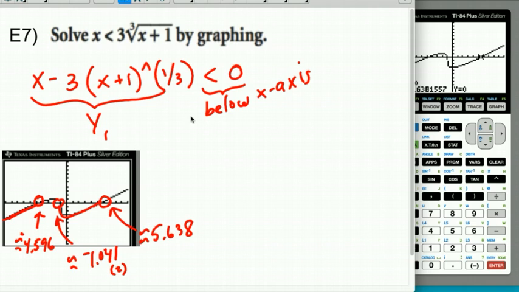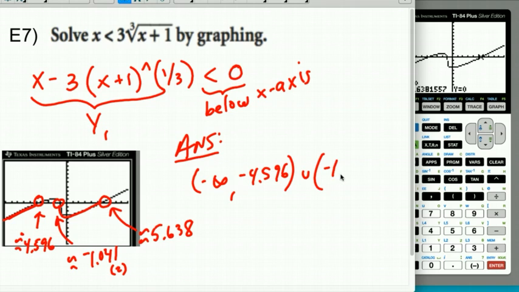So once I know that, my answer is going to be from negative infinity to that first number, which is negative 4.596. And again, from negative 1.04, either 1 or 2. You don't have to write both. I write both as a teacher, so I know that you could be right if you wrote either of them. And notice they're all parentheses because there's no equal to here, right? So that's how we solve by graphing.